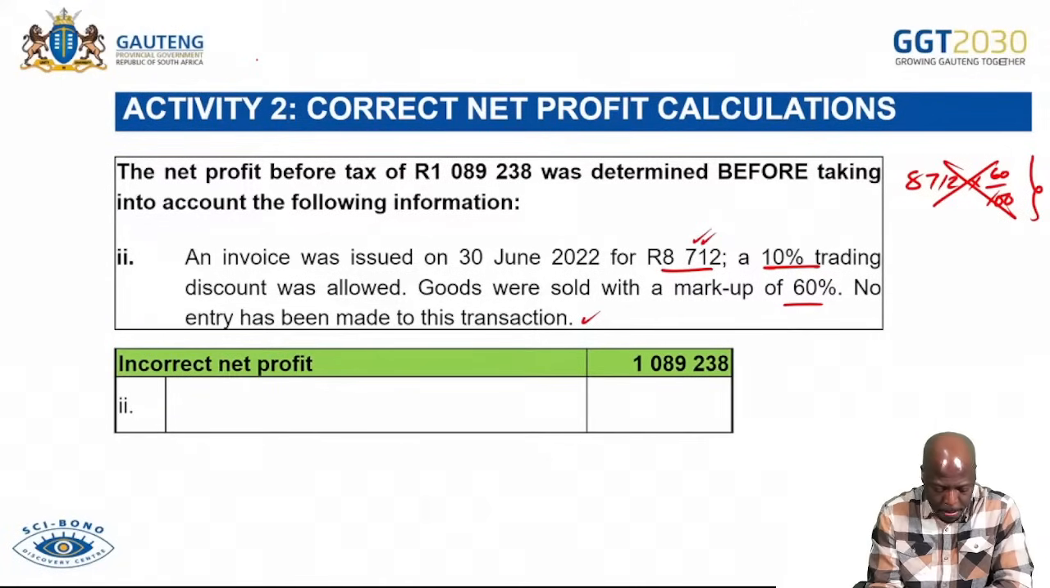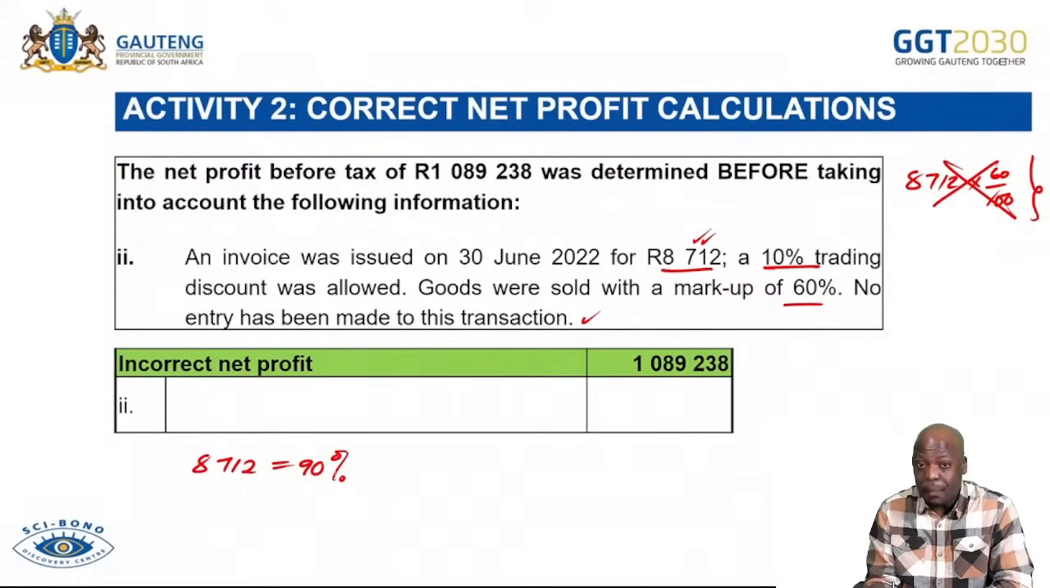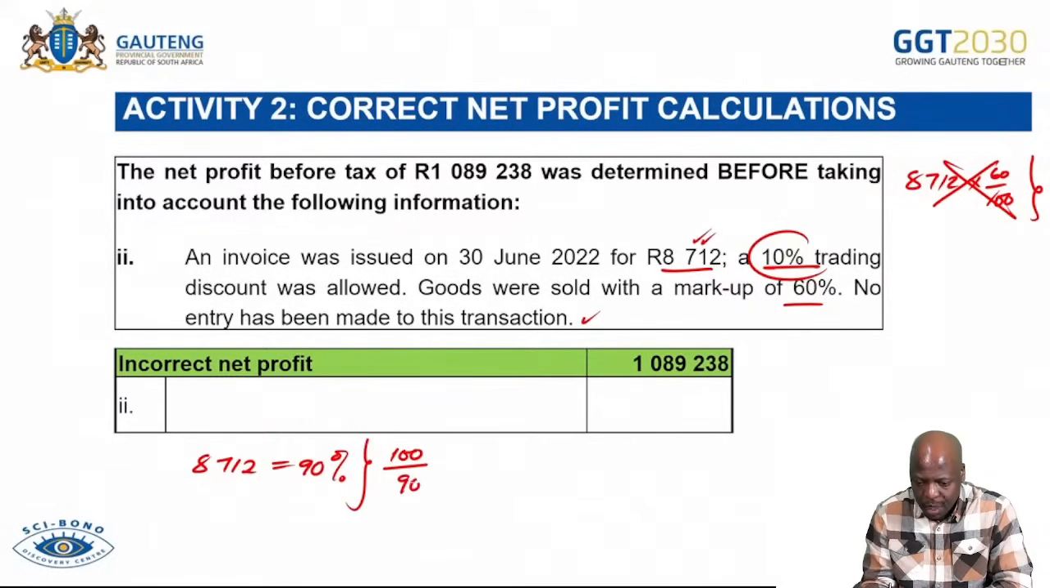So I would therefore come here and say the amount on the invoice is 8,712. You need to understand that this is after 10%, so this is 90% of that invoice. But now what I want is the original amount before this 10% trading discount. So I want 100, but I have 90 times 8,712. That is going to give me 9,680. Okay, so this was the original amount on this invoice.